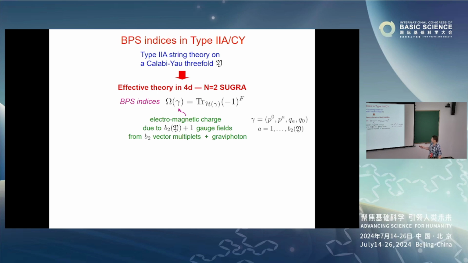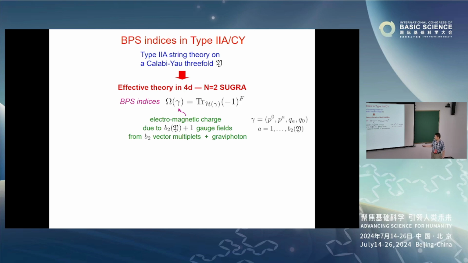Let's consider type IIA string theory compactified on the Calabi-Yau threefold. Well, it's well known that in 4D, the effective theory is given by some N=2 supergravity, where we can define the so-called BPS indices. A rough definition of these guys, and they will be the main object of my talk.